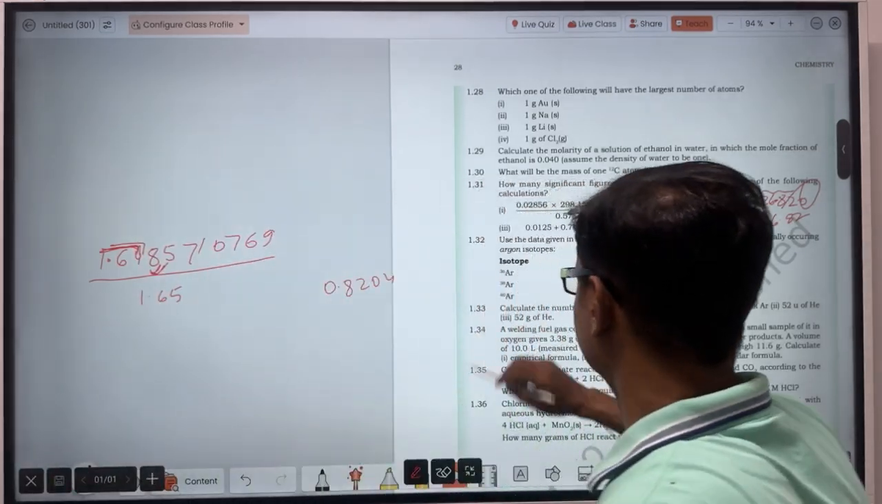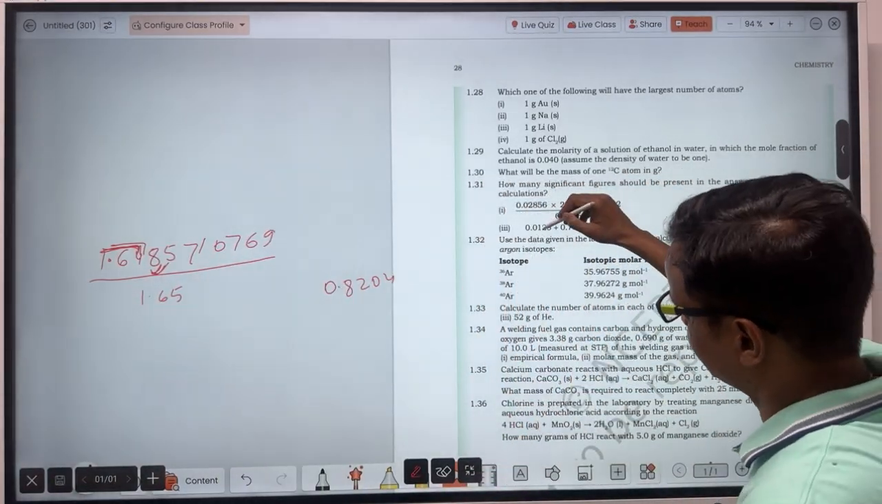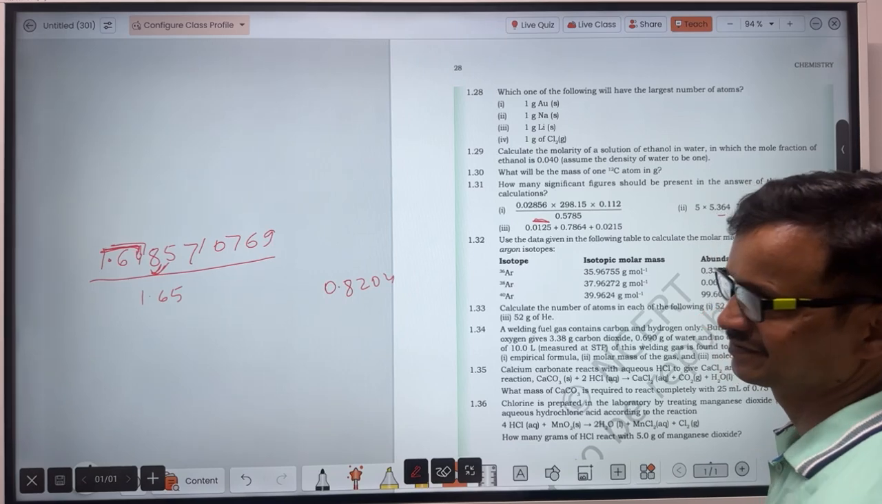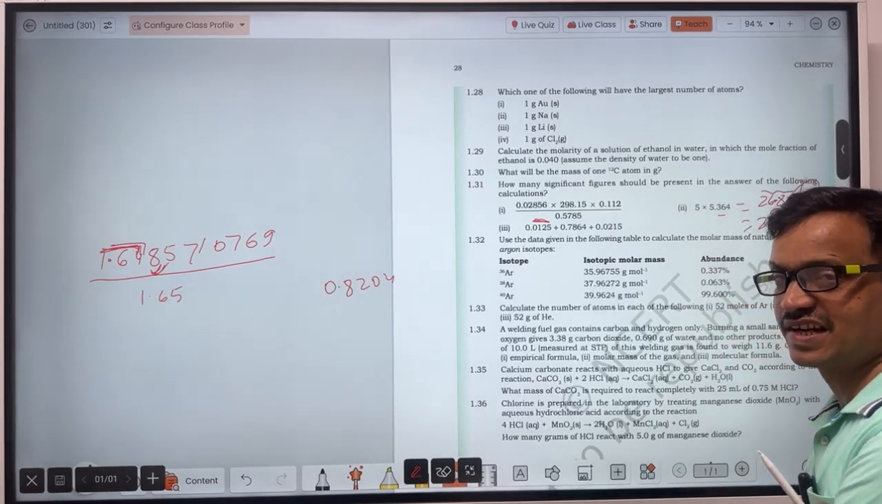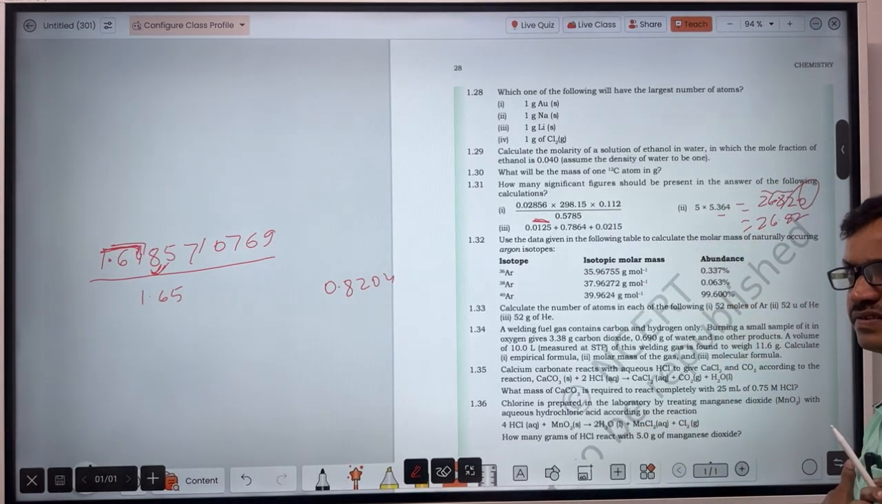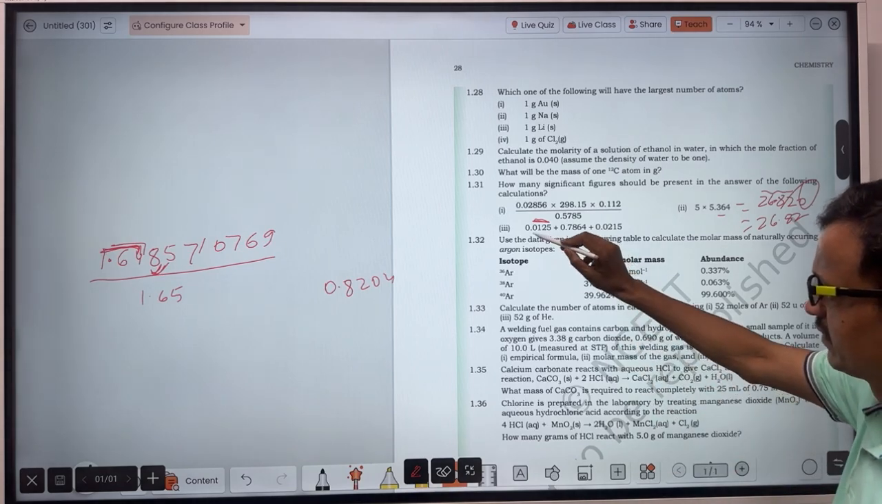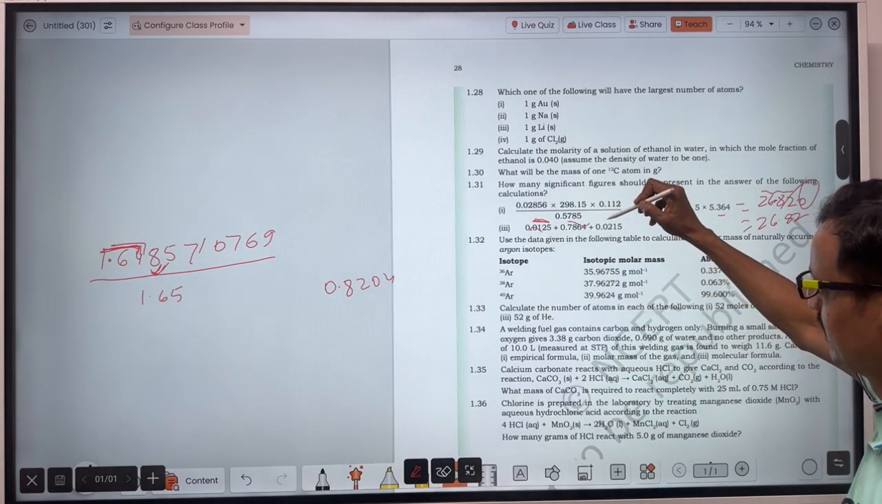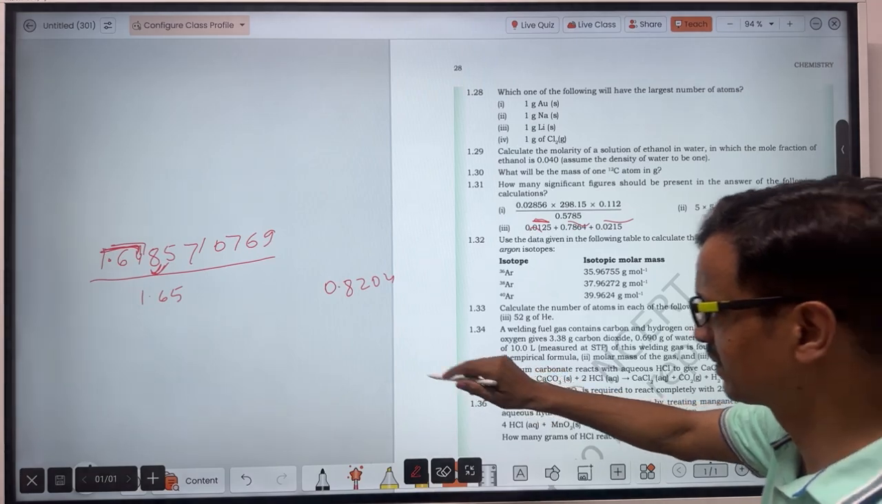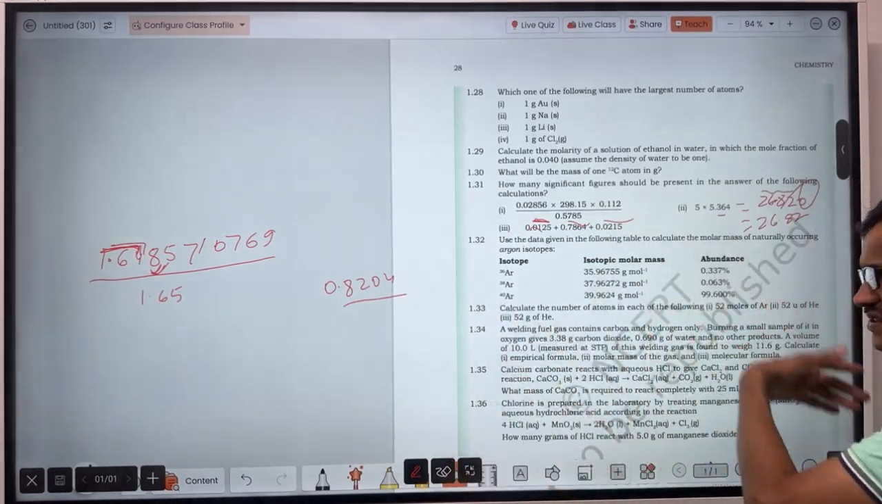Now here, in this case, what is the number of digits after the decimal? This much. I'm not considering the significant figures, only the number of digits after the decimal. So here 4, here 4, here also 4. So you have to report like this, and that will be the answer.